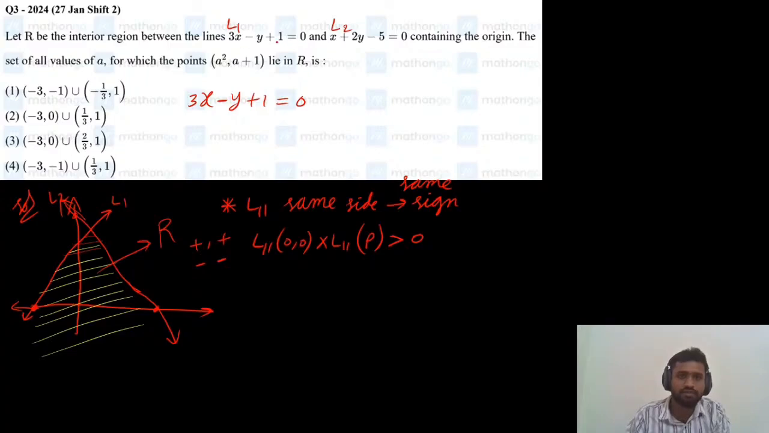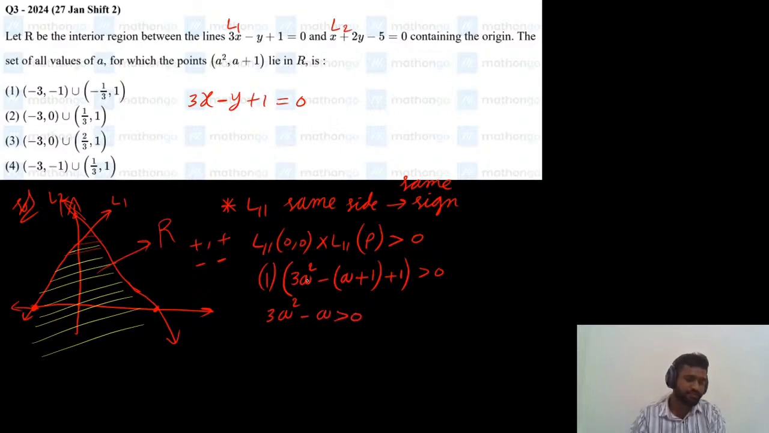Now line 1 is this one. If you substitute the origin, x is 0 and y is 0, so 1 will remain. If you substitute the point, in place of x put a square, so 3a square, minus, in place of y, the given point a plus 1, and this is greater than 0. The 1 and minus 1 cancel, so 3a square minus a is greater than 0. This is the first condition.